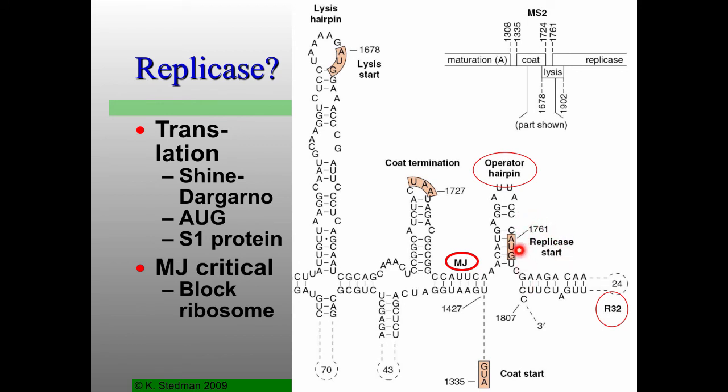The replicase protein can't start to be translated until you have translation of the coat protein. So coat protein gets translated first. You make lots of coat protein. Then you start to make the replicase protein. And eventually the coat protein gets shut down because the coat protein itself starts to block more translation of that actual coat protein.